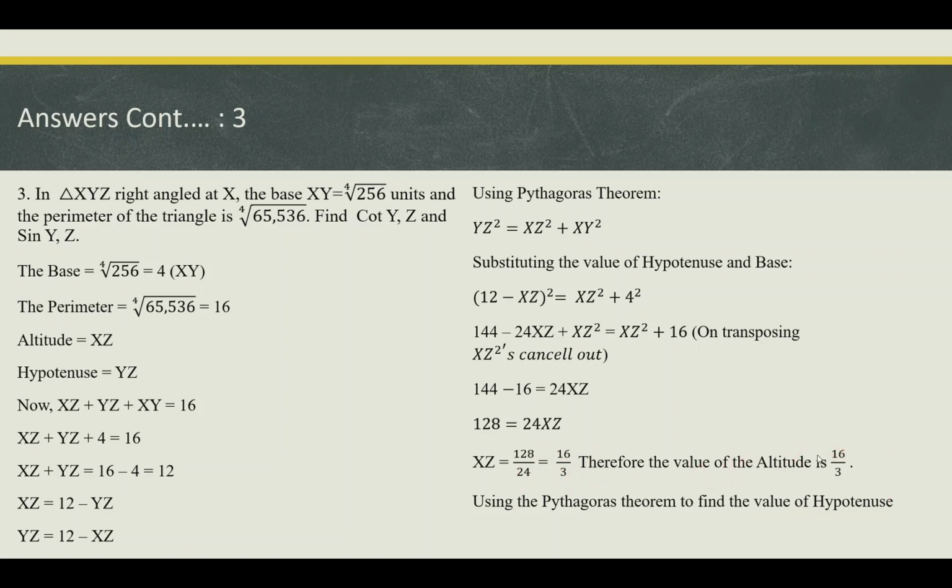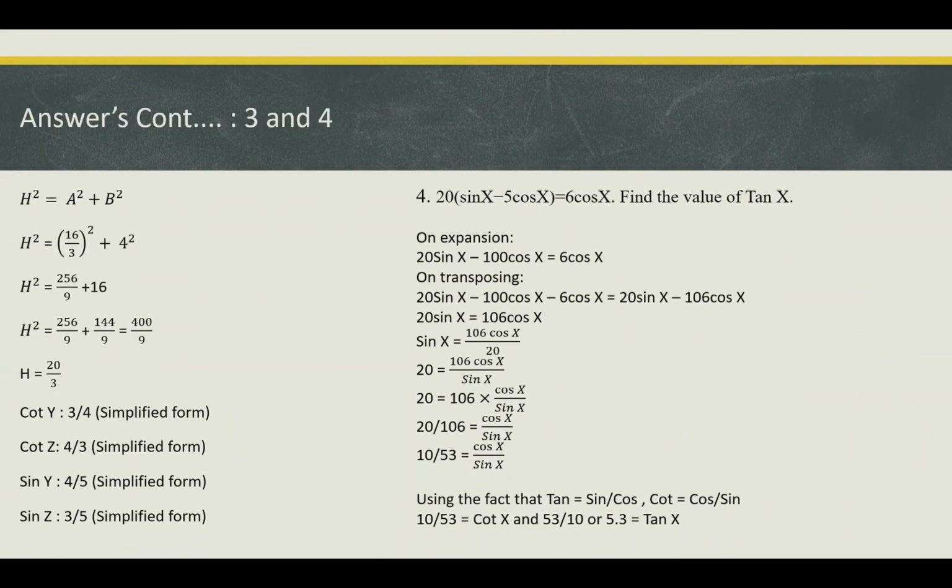Now that you have the value of the altitude and the base, you can use the Pythagoras theorem to find the value of the hypotenuse. So the value of the hypotenuse is 20/3. Now you find the value of cot y, cot z, sin y, and sin z. Question number 4. This question is from my third video.